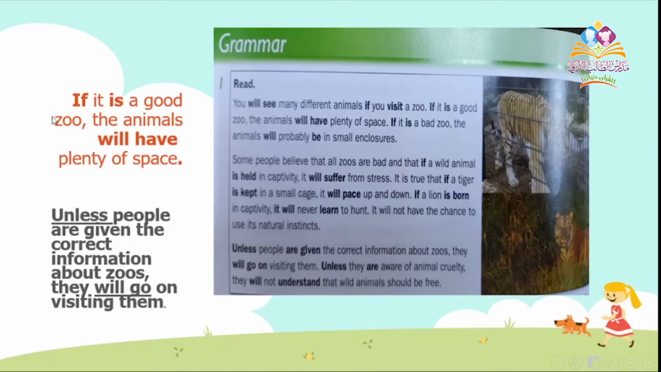Let's read this sentence to make it clear for you. If it is a good zoo, the animals will have plenty of space. If we concentrate here with the word if, the first sentence should be followed with present simple and the other one with future.